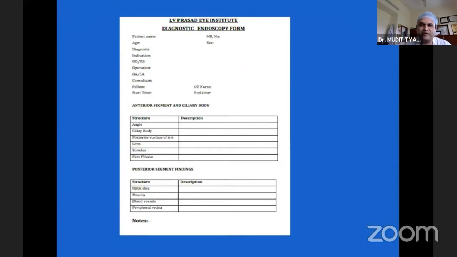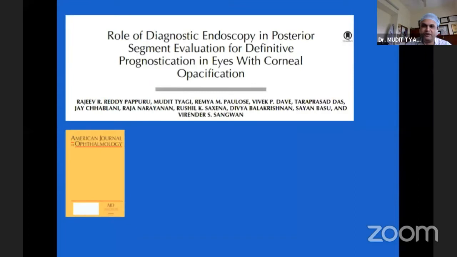So going ahead, we have devised an endoscopy form which can help in documenting the features which we usually document whenever we do a diagnostic endoscopy. So when it comes to anterior segment, we usually document the status of the angle, ciliary body, posterior surface of the iris, status of the lens, zonules, and the pars plicata. And for posterior segment findings, we usually document the optic disc, macula, blood vessels, and the peripheral retina.